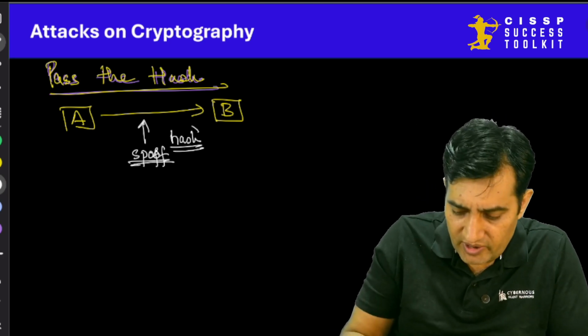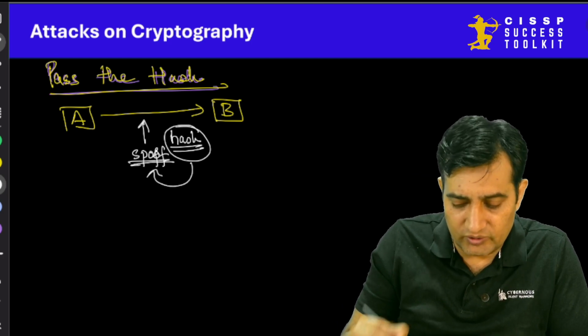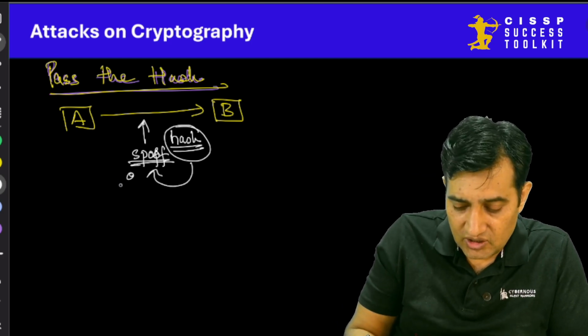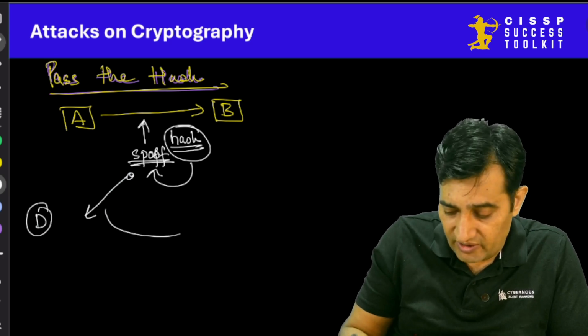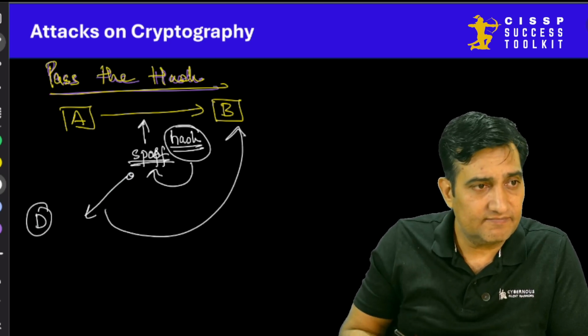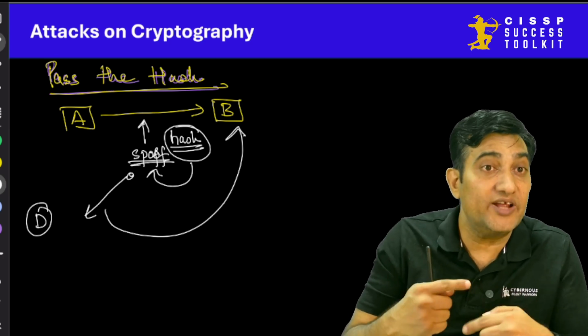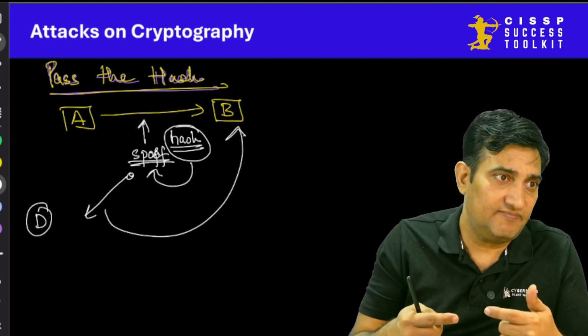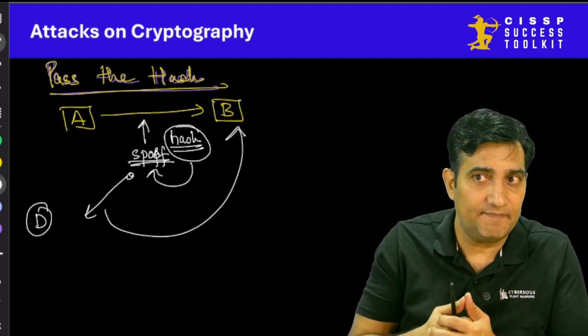So if a particular hash is not encrypted and somebody is able to spoof it, don't you think he can use the same hash, maybe try it out on a different system D, or maybe even try on the same system B, isn't it? When we do this, this is called a pass the hash attack. Okay, this is called a pass the hash attack.